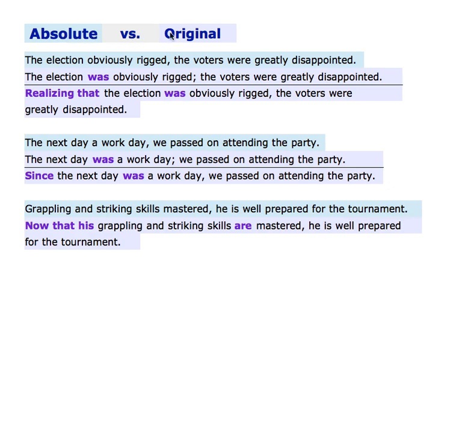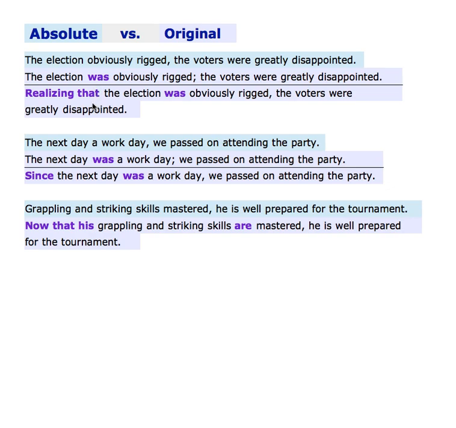Now, in the original sentence in your mind, in your inherent deep grammar, your mind would ordinarily be thinking in its fullest form. One of these two examples. The election was obviously rigged; the voters were greatly disappointed. Okay, that's how you could say it or think it. And you see here in this absolute phrase, the word "was" was omitted.